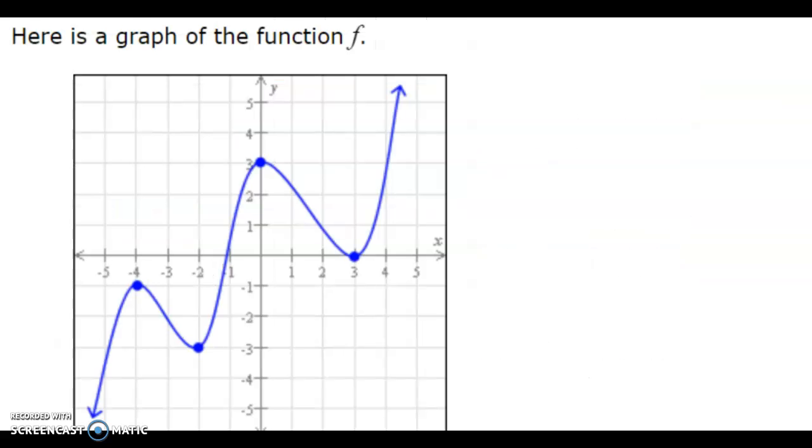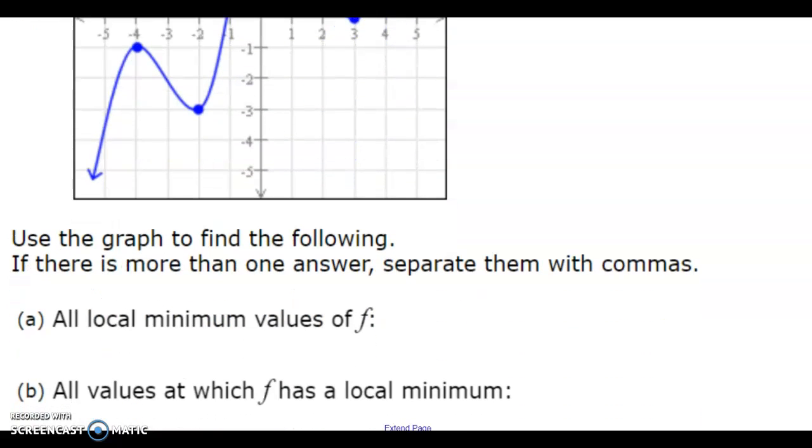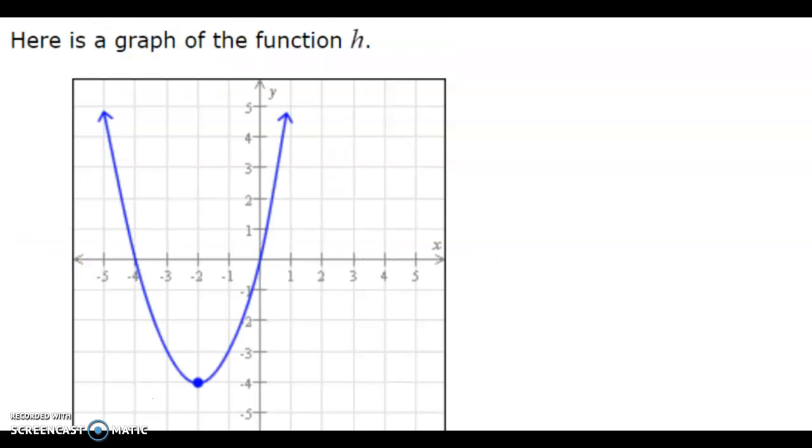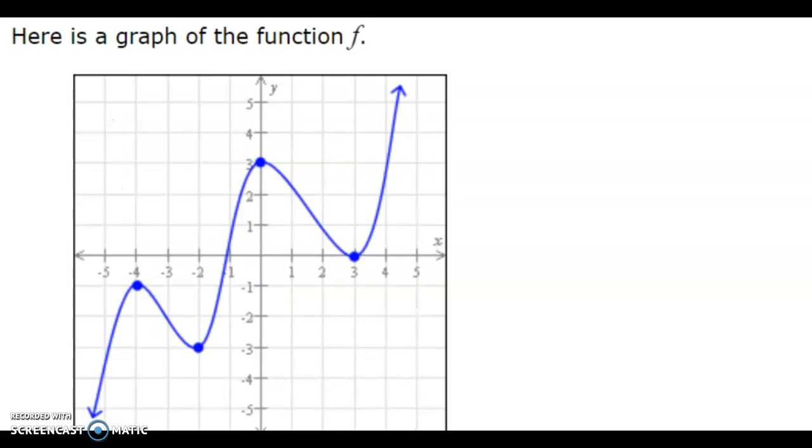All right, then the last type of question, there's 2 of these. So again, these are some goofy graphs that we're going to be looking at that you don't really need to know anything about the function, but we're talking about certain parts of it. Local minimum values of x, and then all values at which x has a local minimum. So I think both these examples talk about local minimums.